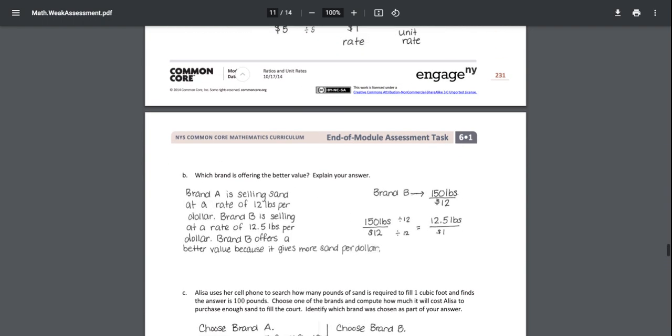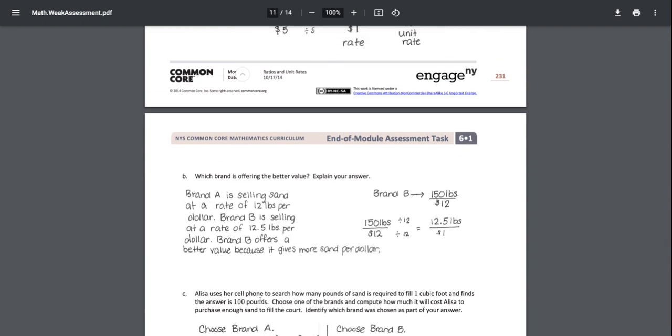So part C. Alyssa uses her cell phone to search how many pounds of sand is required to fill 1 cubic foot, and finds the answer is 100 pounds. So 100 pounds per 1 cubic foot. Choose one of the brands and compute how much it will cost Elisa to purchase enough sand to fill the court. Identify which brand was chosen as part of your answer. So you could have used brand A or brand B. It does not matter. I'm going to choose and show both.